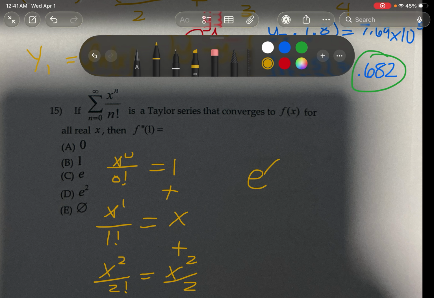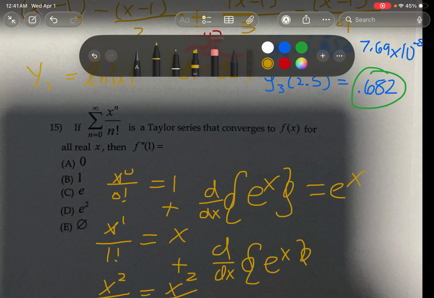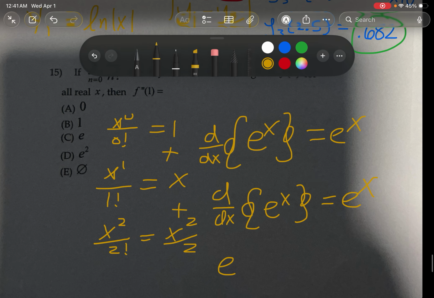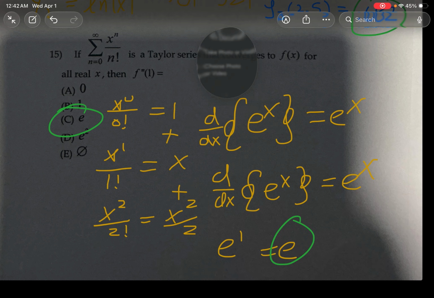We're going to look for the second derivative and evaluate that at 1. What is the first derivative of e to the x? E to the x. What is the second derivative, or what is the derivative of the derivative? What is the derivative of e to the x? E to the x. Now we're going to evaluate that at 1. So e to the 1, e. That is your answer, C. Alright, this concludes question number 15. Moving on to the next page, 16 and 17.